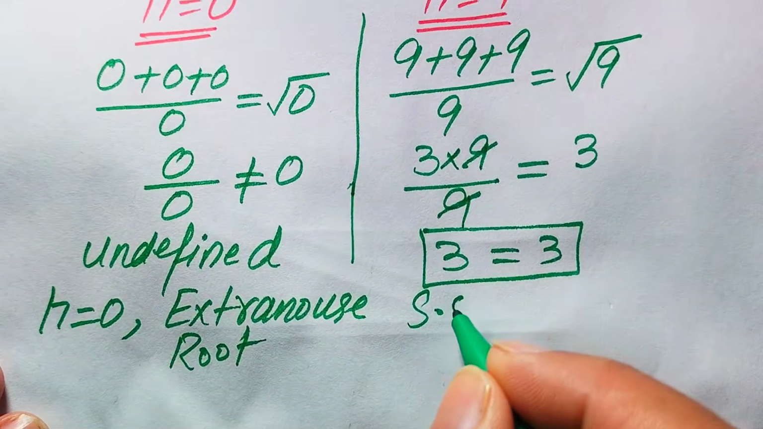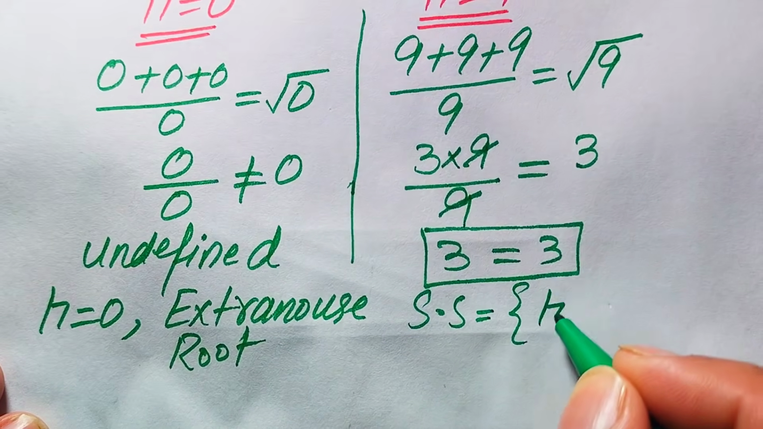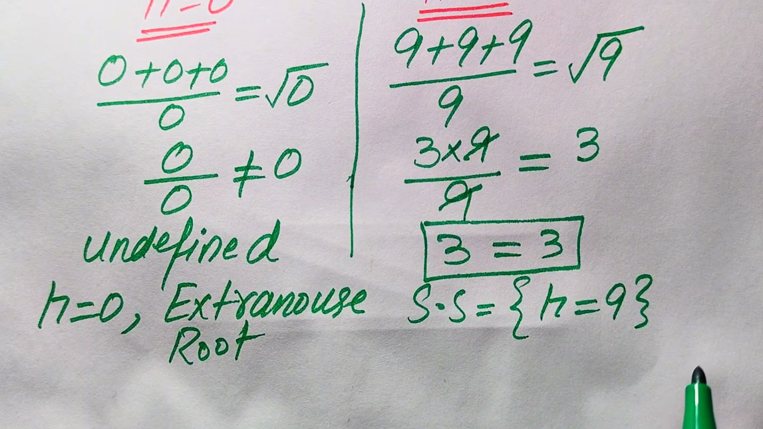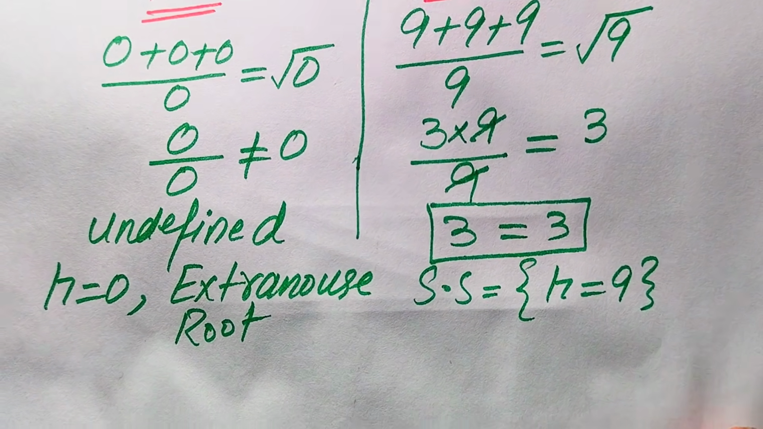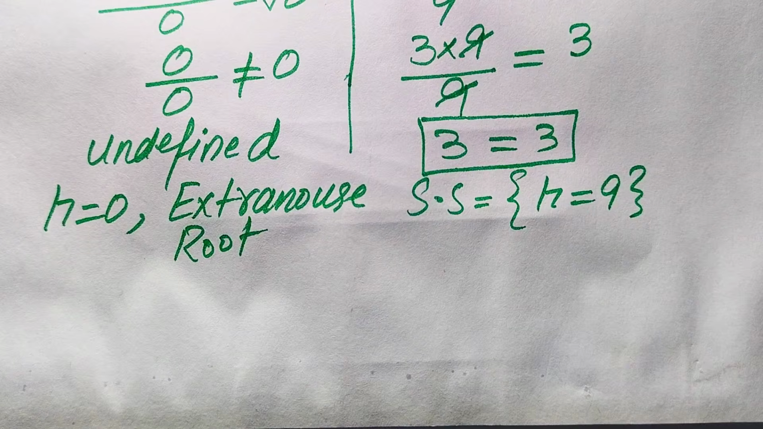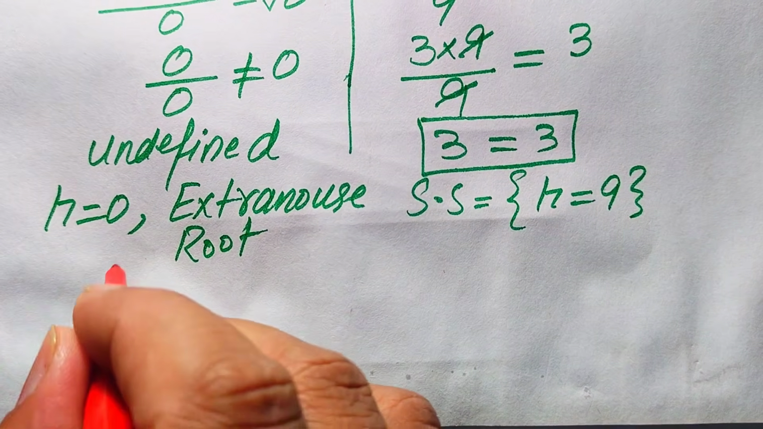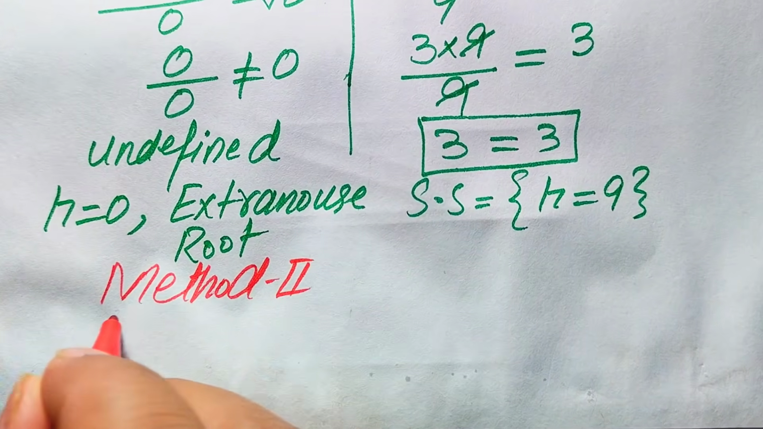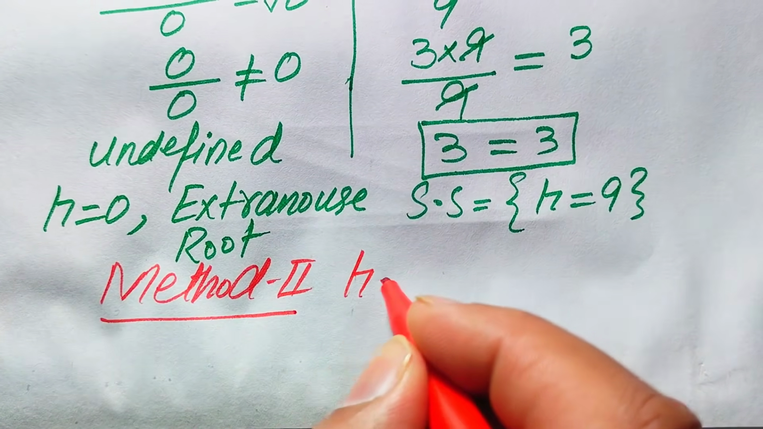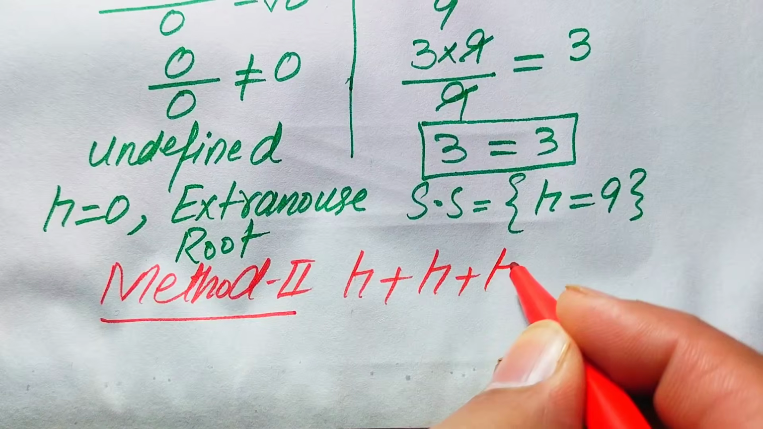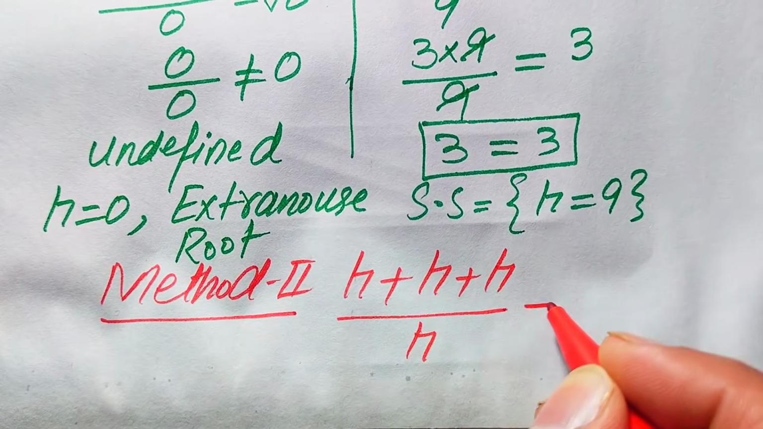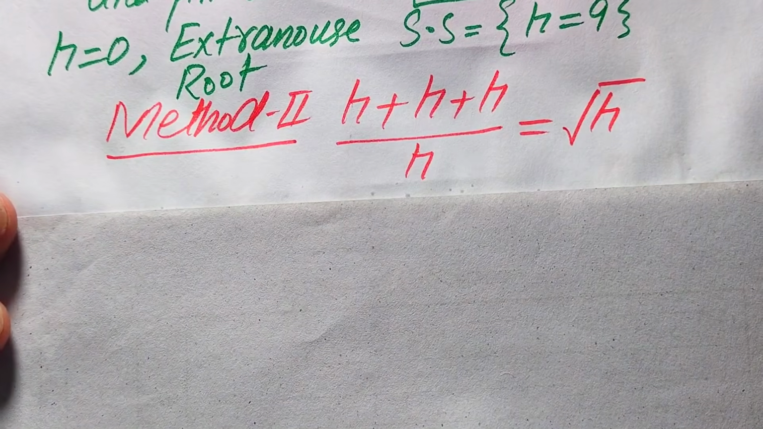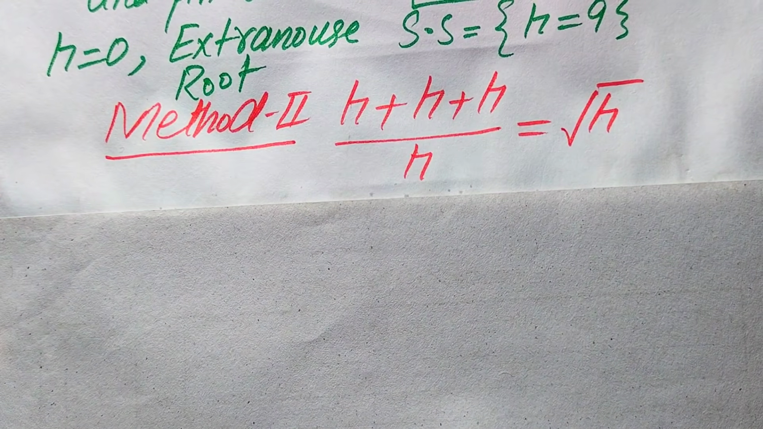And finally, the solution set of this problem is h equals 9. So here we obtain that this is the only solution of the given equation, which we get in the first method. Now we again solve this problem with the second method. For the second method, first we need to copy down the given question statement here. Our given question statement is h plus h plus h divided by h is equal to the square root of h. So in the second method, we use a different technique to solve this problem.